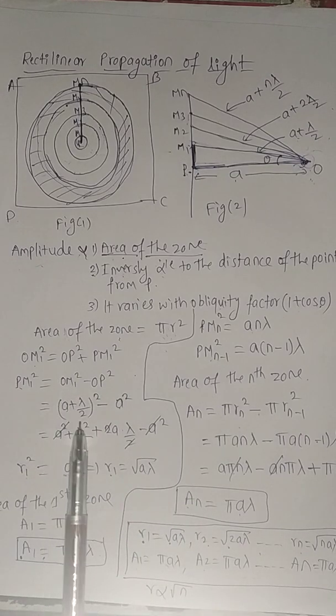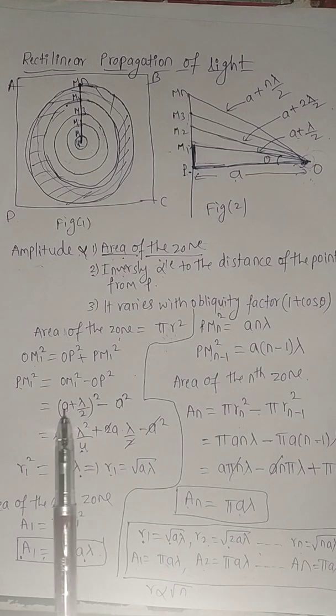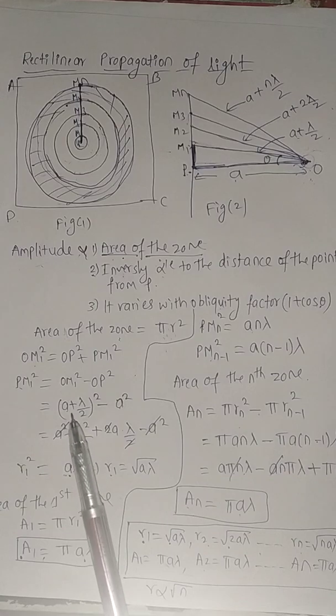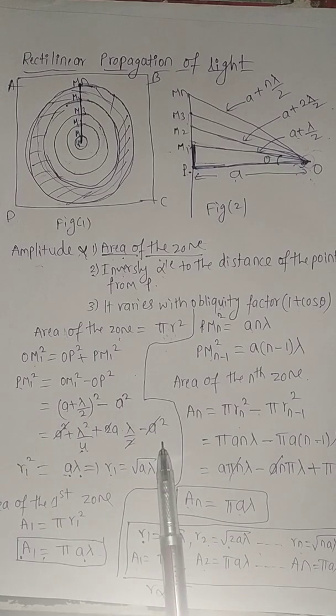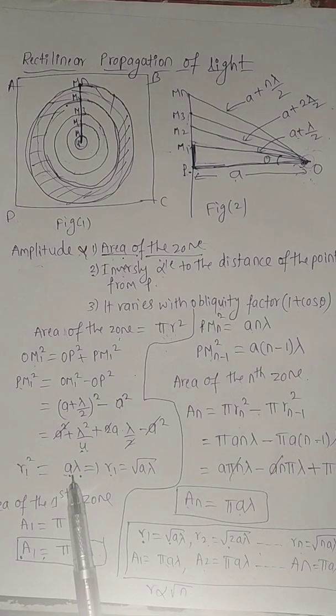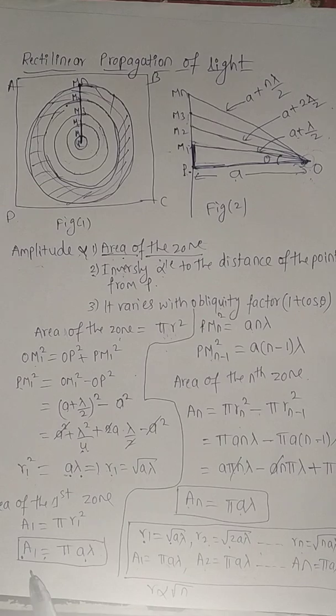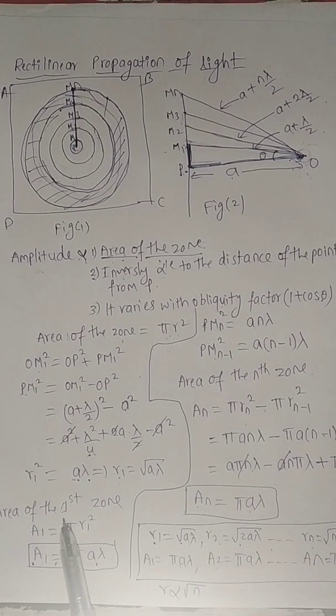What is the OM1 square value? Yeah, already we know (A plus lambda by 2) whole square, minus what is the OP value? A. So A square it will be. Now apply the (a plus b) whole square formula, then the things will get cancelled. We are getting A lambda, and lambda square divided by 4 can be neglected because of a smaller value. So we got R1 square is equal to A lambda. Means what is the R1 value? Square root of A lambda. Okay, so square of the radius is A lambda, and only the radius if you calculate, it is square root of A lambda. So from this, the area of the first zone we can calculate.